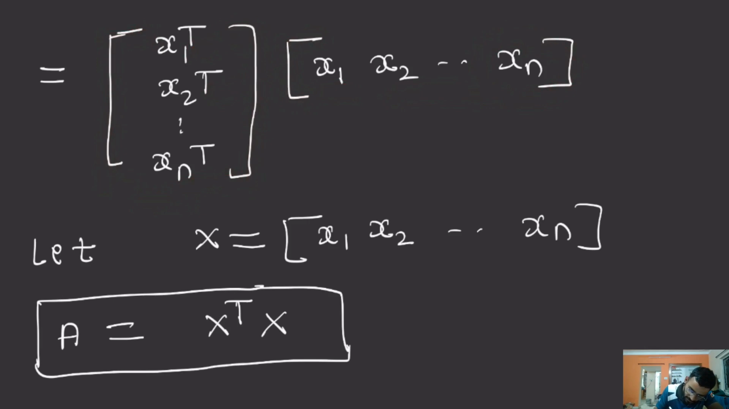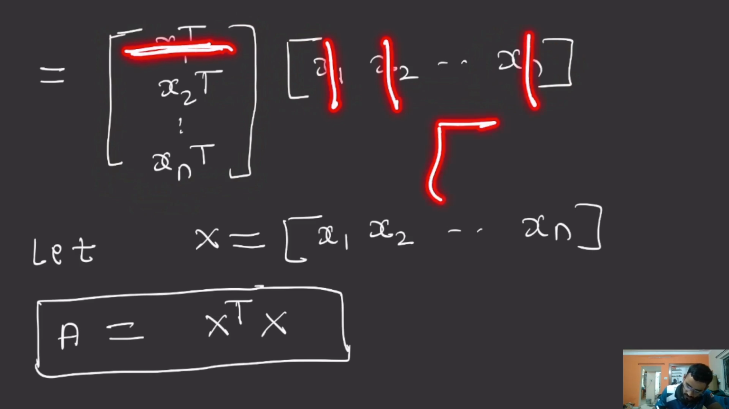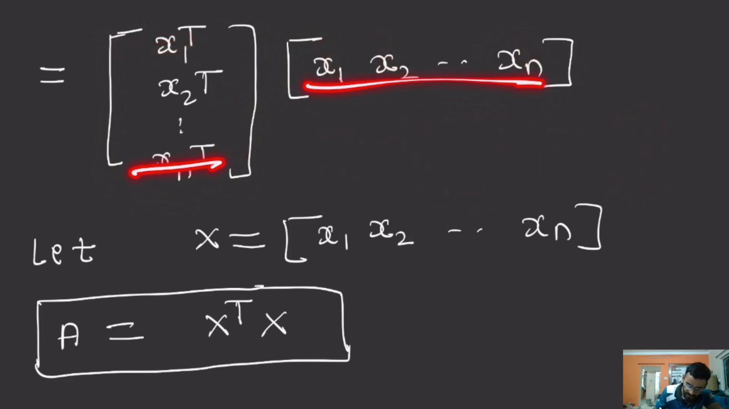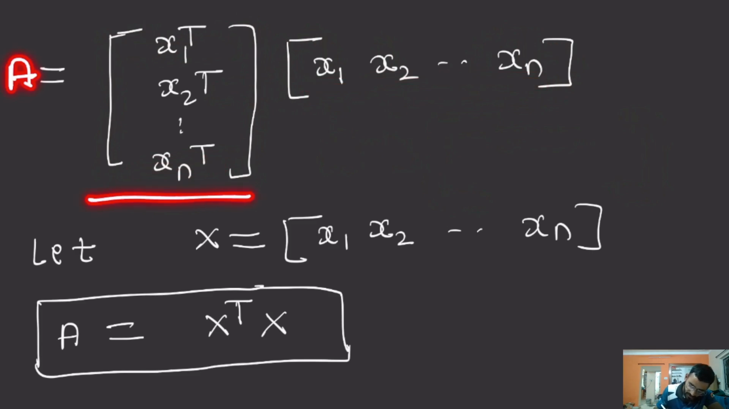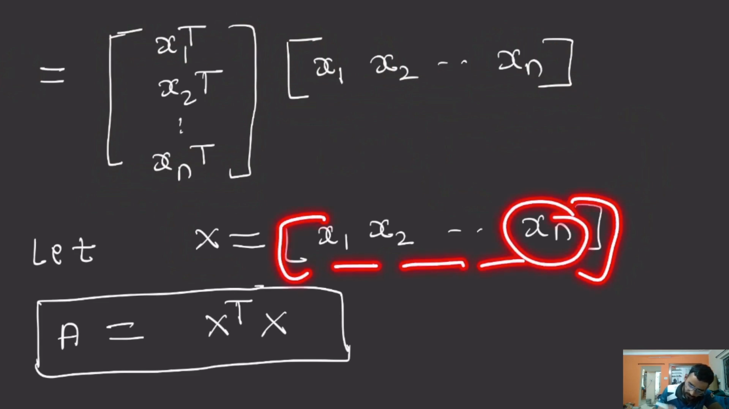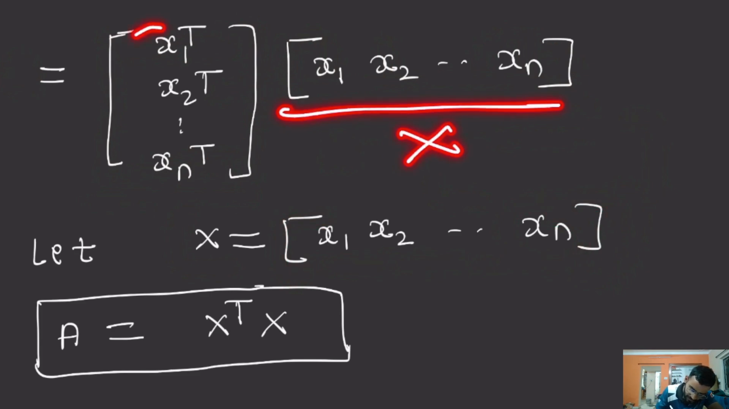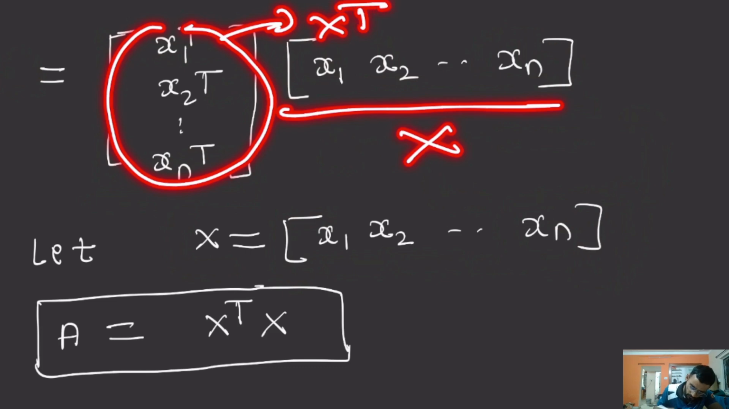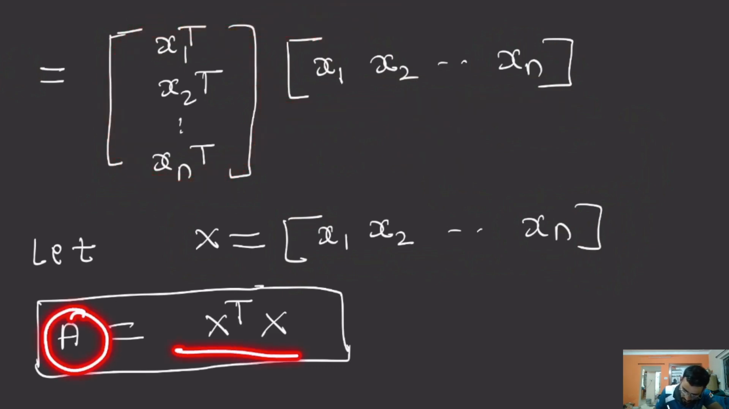How? Because if we multiply x1 transpose with x1, x2, ..., xn, this will be the first row of A. Similarly, if we multiply xn transpose with this, we will get the last row of A. So A is equal to this into this. Now let us assume capital X is the matrix which consists of x1, x2, ..., xn as columns. Then this is X, and the other matrix can be written as X transpose. So we can see A can be written as X transpose into X.